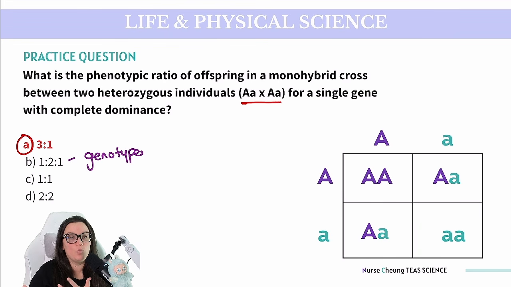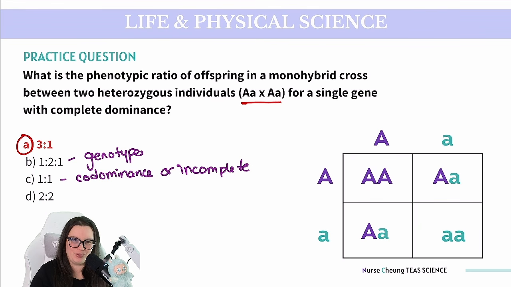So then we have a 1-to-1, meaning like we would have a 50-50 kind of situation of seeing either one. So this isn't typical of a monohybrid cross. This would be more related to if we saw something with codominance or even like incomplete dominance type of situations. And then lastly, 2 to 2, that does not apply when it comes to standard Mendelian monohybrid cross. So that would make D also an incorrect answer.